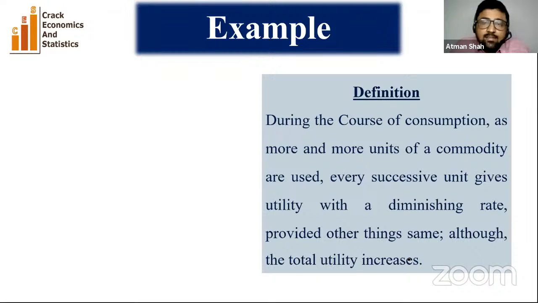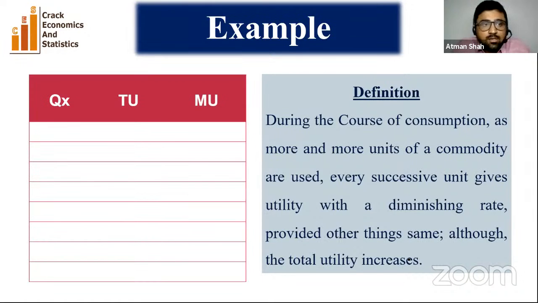Now let's understand this idea, this theory with the help of example. Here we have the definition. First column shows the quantity of commodity X. Second column shows the total utility and third column shows the marginal utility. Now suppose if consumer consumes the first unit of X, he derives the total utility of 18. Keep in mind that we are talking about the cardinal approach and therefore utility can be quantified, right? So total utility is 18 and marginal utility is also 18 from the first unit.